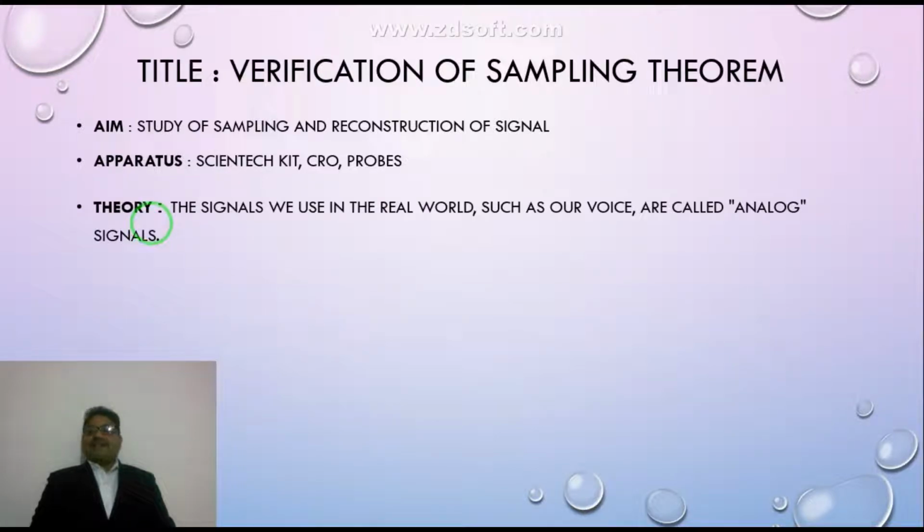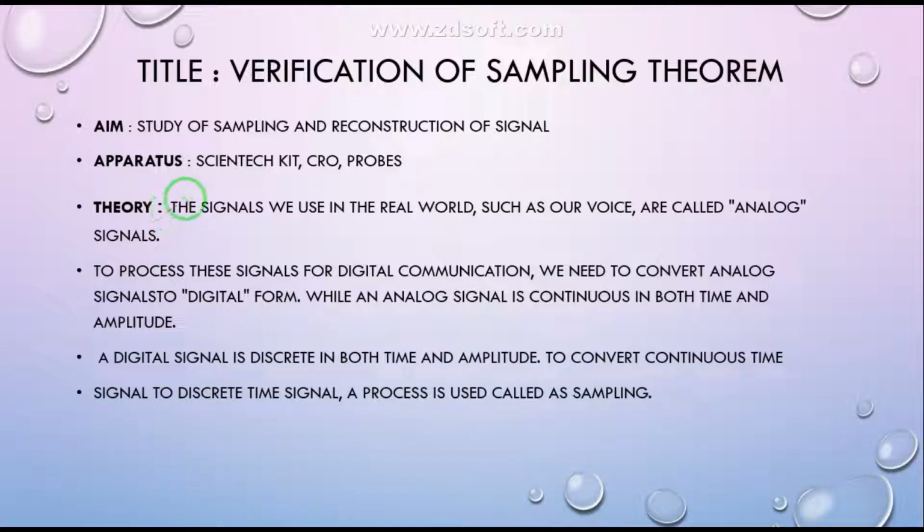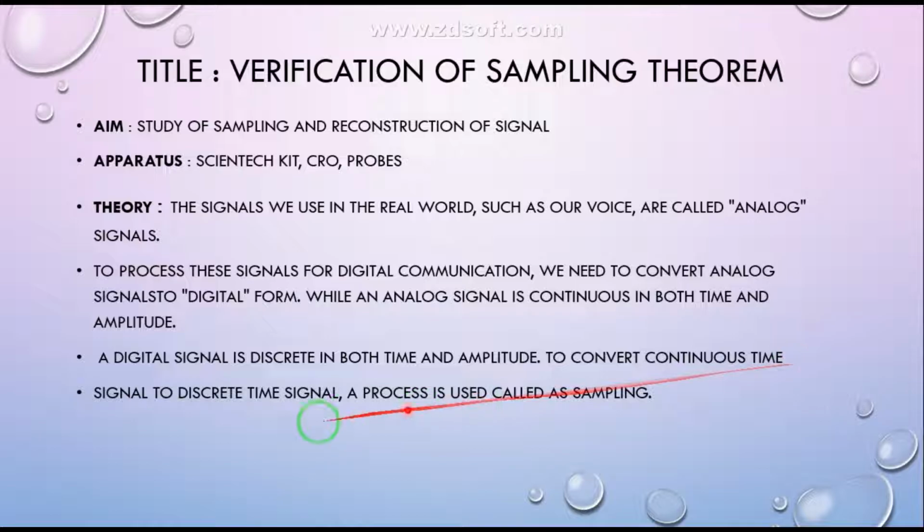Now guys, the signals that we use in the real world, such as our voice or audio signal, are called what? Analog signals. And to process these signals for digital communication, we need to convert analog signals into digital form. An analog signal is continuous in both time and amplitude. A digital signal is discrete in both time as well as amplitude. And to convert this continuous time signal into a discrete time signal, a process called sampling is used.